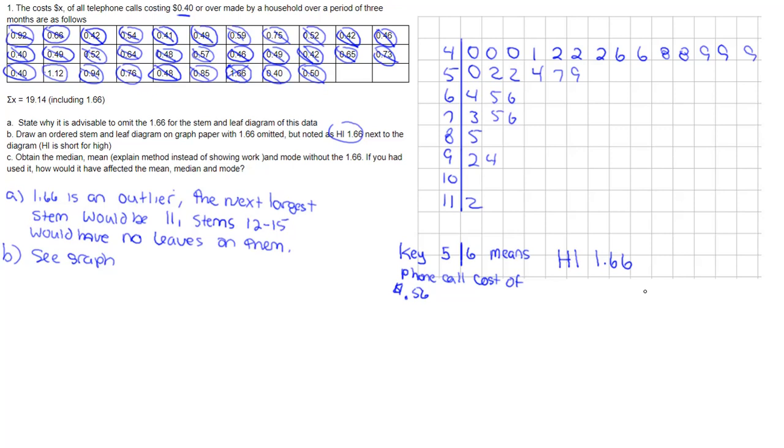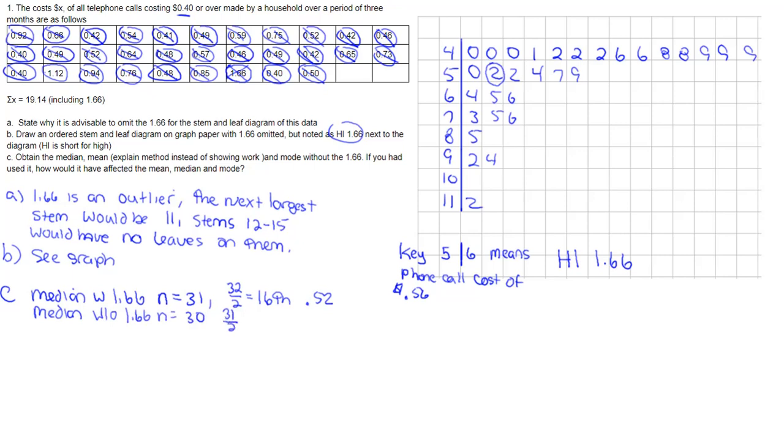Now, for part C, it says that we have to obtain the median and the mean, showing your work. Okay, so let's take a look at this. First let's try figuring out the median. I don't remember what I told you to do in class, so I'm going to do it with the 1.66 and then without the 1.66.